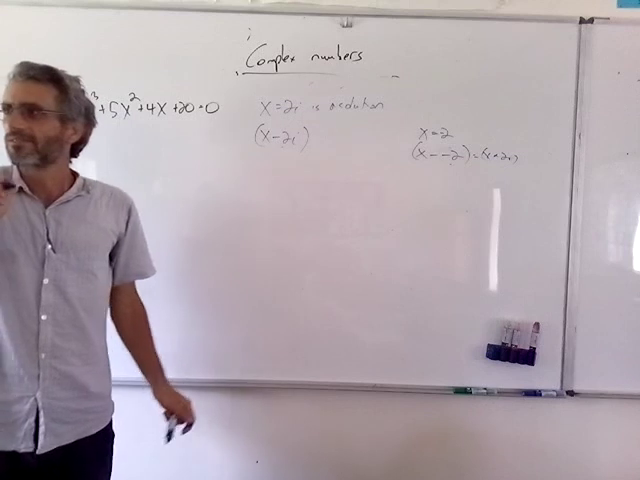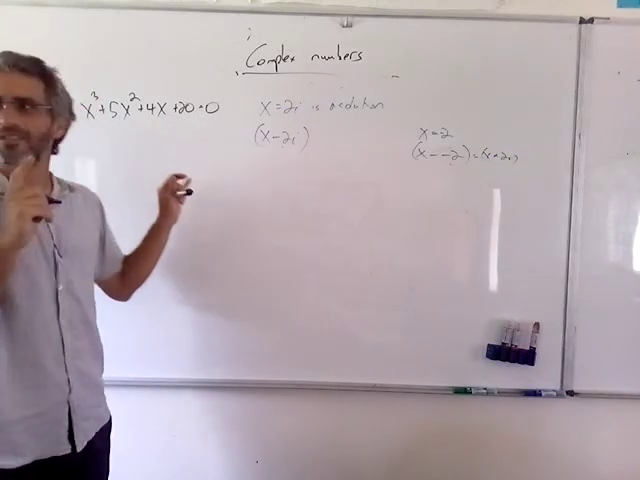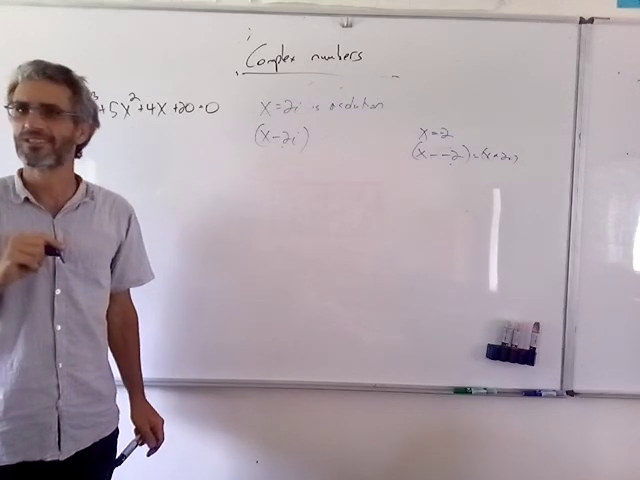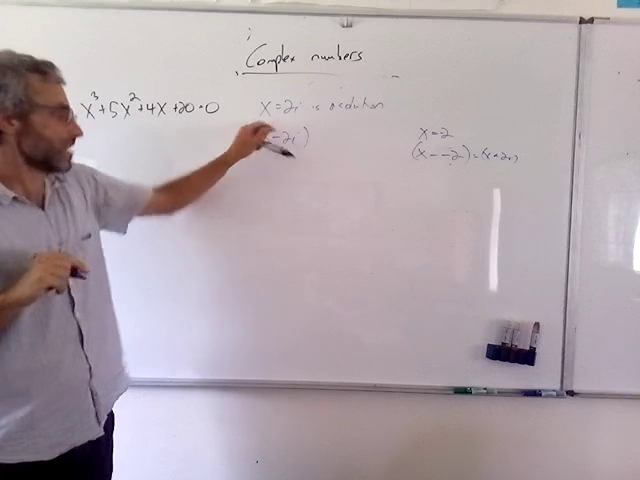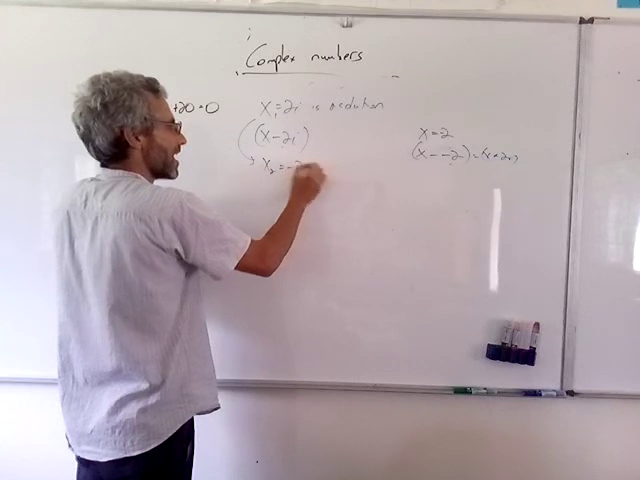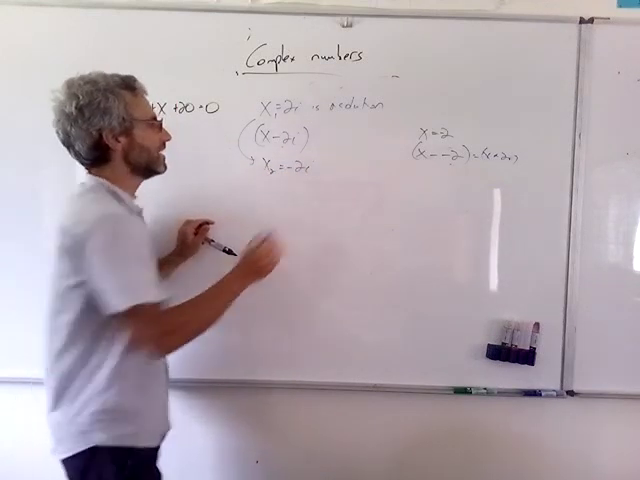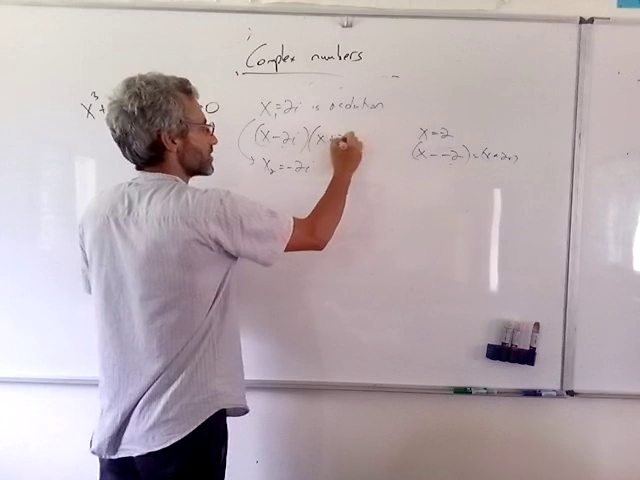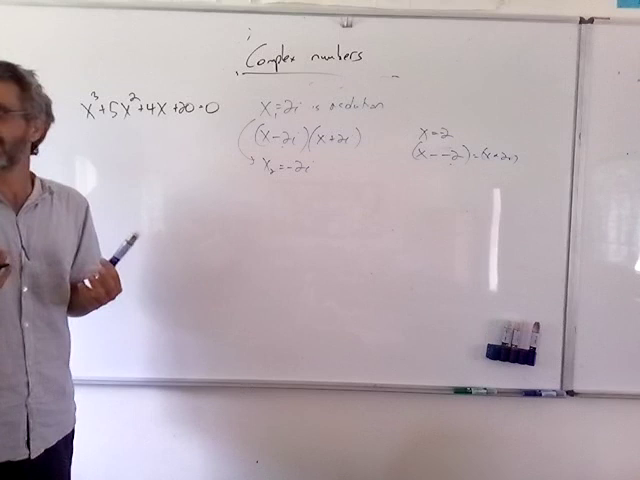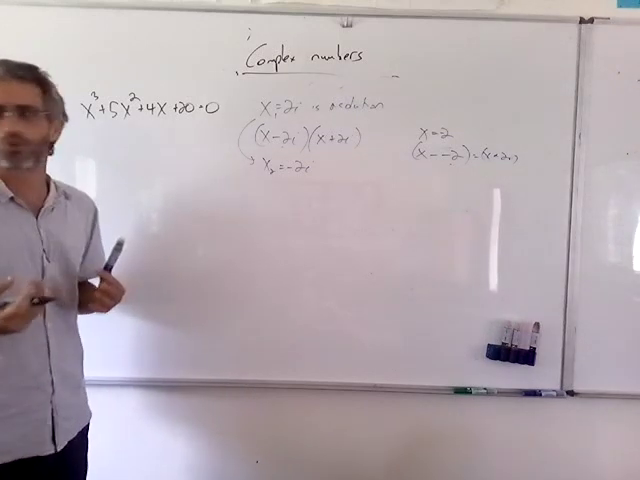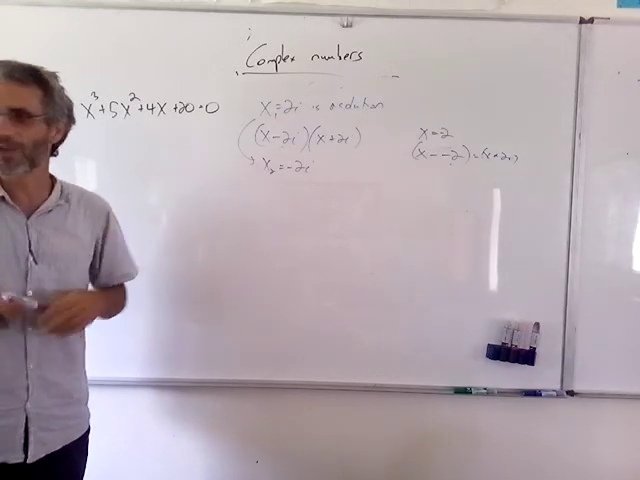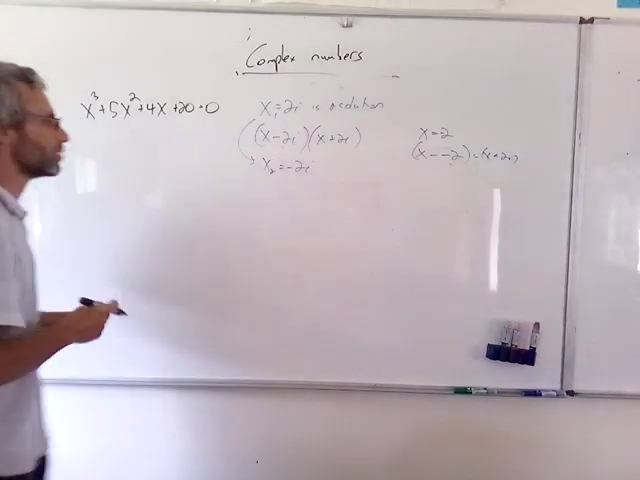So we've got one solution, but how many more are there? One more solution I know automatically. That's one solution. The second solution is going to be minus 2i, because they come in pairs. In other words, I also know that there's a factor x plus 2i. So that's the cool thing: if you know a complex solution, it's like two for the price of one. You actually know two solutions.